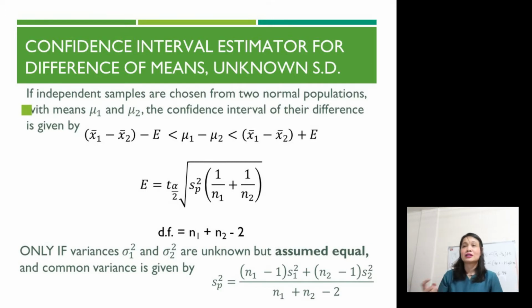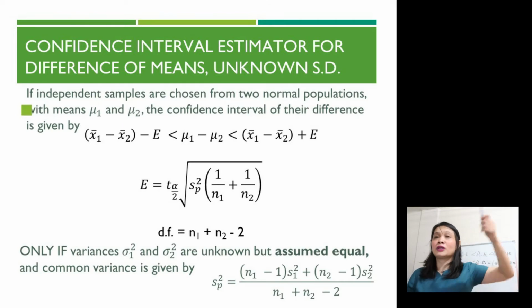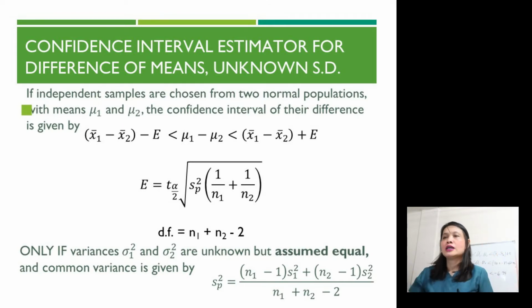Same thing with our previous discussion, the one population. If the standard deviation is not given, and the sample size is less than 30, we will be using T distribution. Not Z anymore, Z is done. So we will proceed now to T distribution. If the sample size is less than 30 and the standard deviation is not given, we will be using this formula.